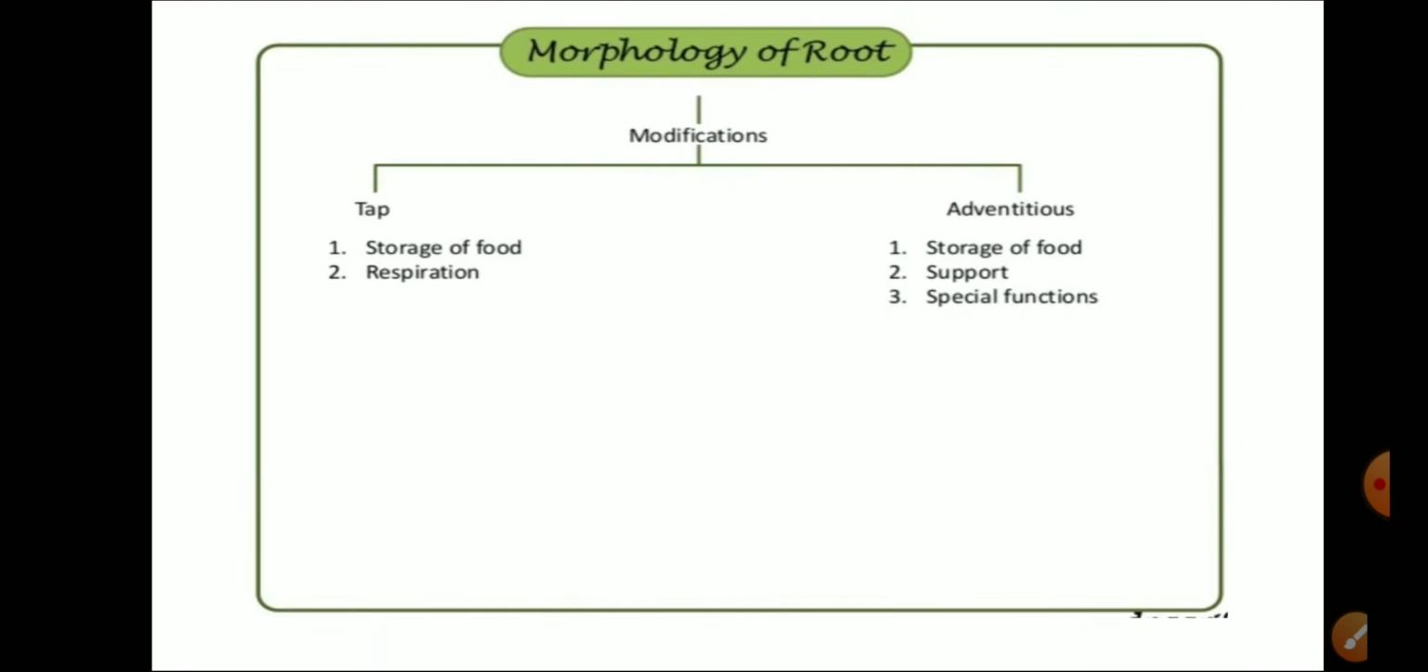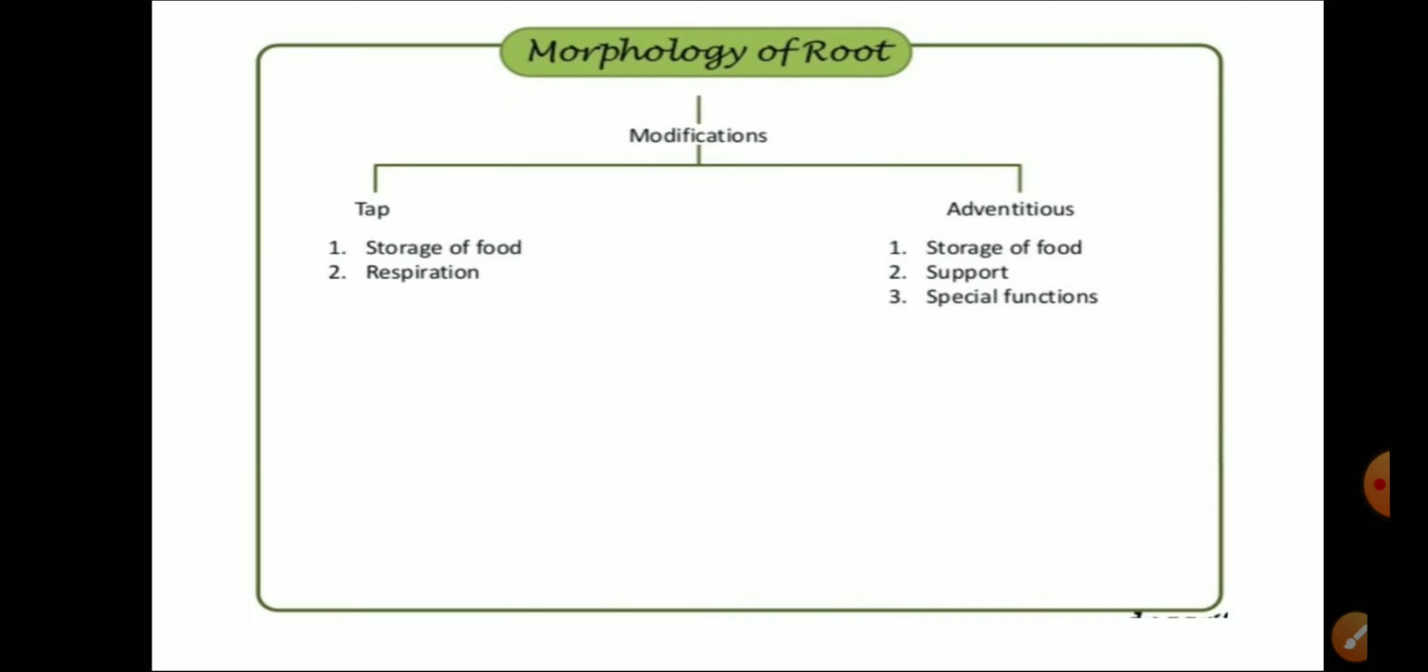Before that we have fibrous roots, which arise from one point, one origin, and develop similarly. There are no primary, secondary, and tertiary roots further.